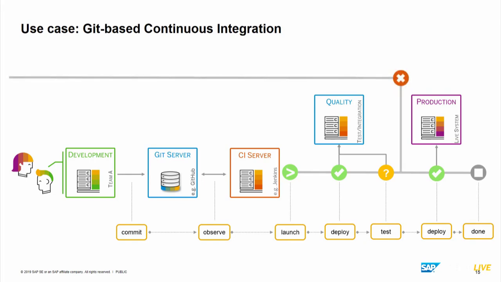If the test fails, what happens? Git can revert the faulty commit to the last successful one and send it back to the developer. So you always have on the quality systems the last successful state of the software, not faulty ones.